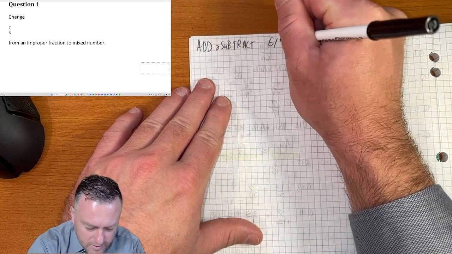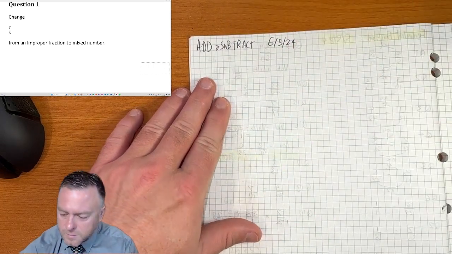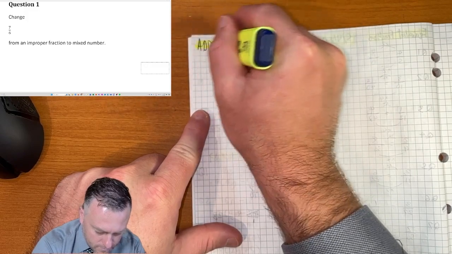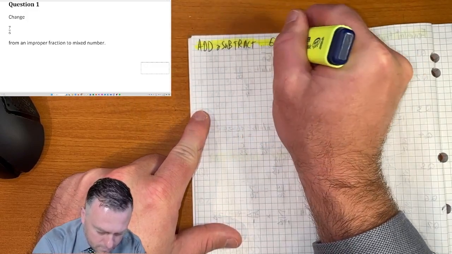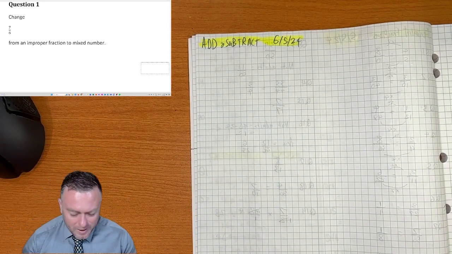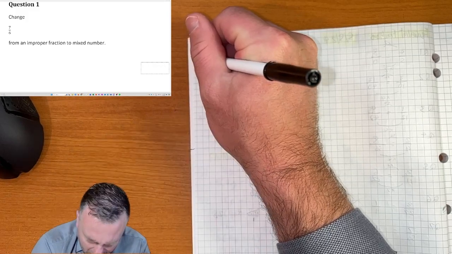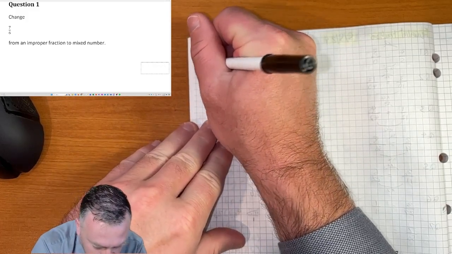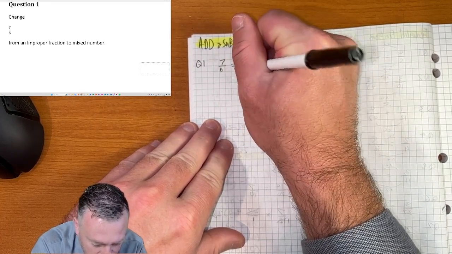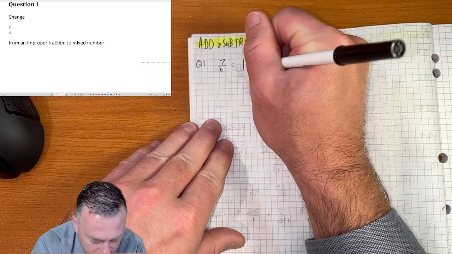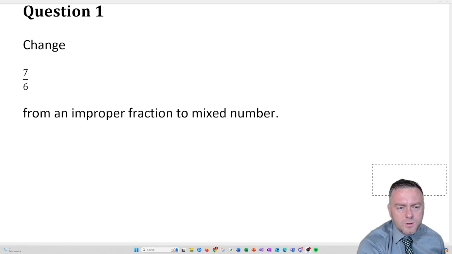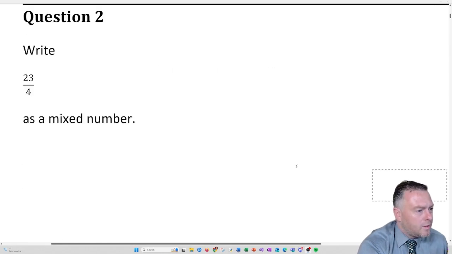And this is done on the 6th of May. Get a bit of a highlight. And here we go. So question 1. We have 7/6. That's the same as 1 and 1/6, because that's how many times the 6 goes into it. Cool. So scroll down.